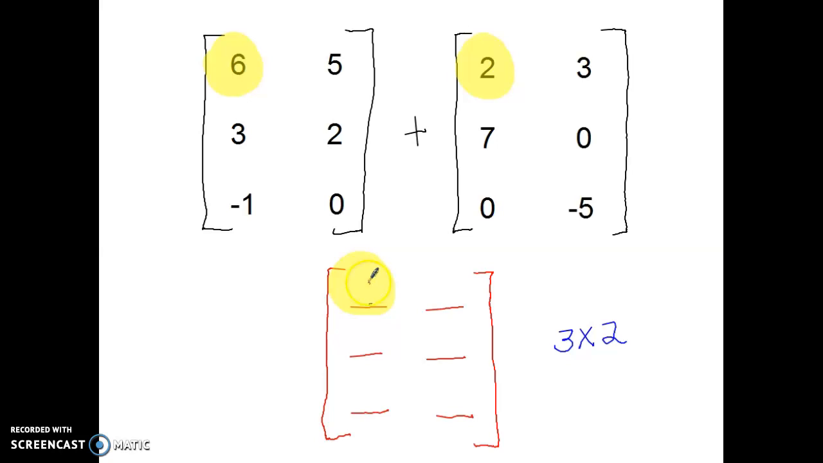So 6 plus 2 would equal 8. Next I would have 5 plus 3 equals 8. 3 plus 7, 2 plus 0, negative 1 plus 0, and 0 plus negative 5. This would be the sum of adding the two matrices.